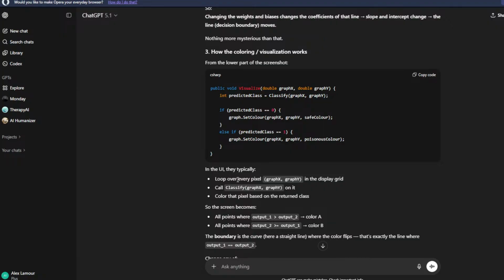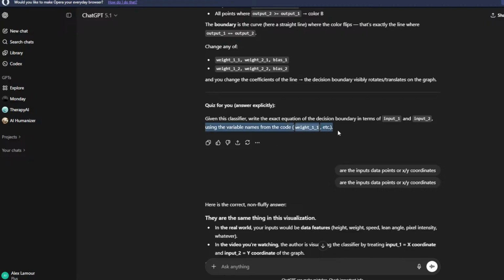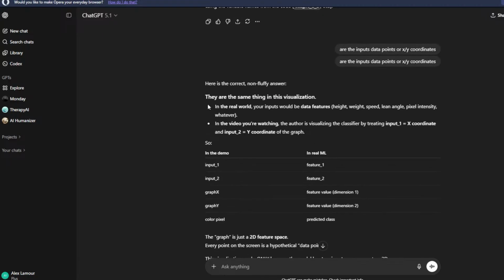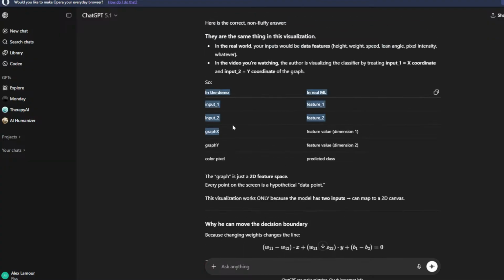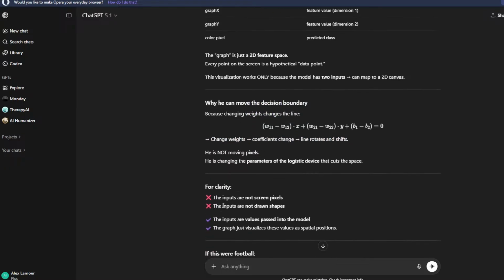So loop over every pixel, yep, and color that pixel, which is what we had. Given the classifier, write the exact equation of the decision boundary in terms of input 1, input 2, using the input variable names from the code. Input 1, feature 1, input 2, feature 2, feature value, dimension 1, dimension 2, color pixel. The graph is a 2D feature space. He can move it because changing the weights changes the lines: when the coefficients change, the line rotates and shifts. He's not moving the pixels, he's cutting the space.